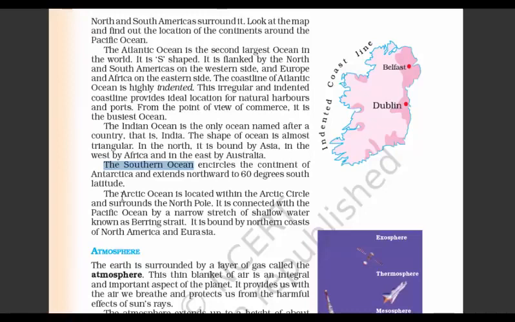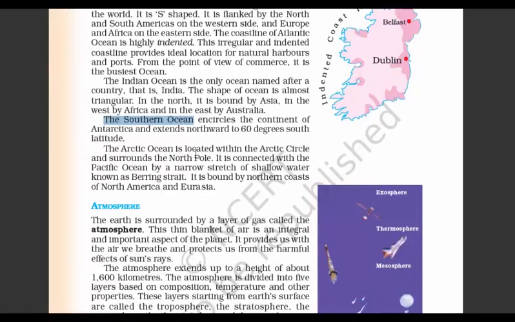The Southern Ocean encircles the continent Antarctica completely. It surrounds that continent. And again, the Arctic Ocean is located within the Arctic Circle and surrounds the North Pole. It is also connected with the Pacific Ocean by a narrow stretch of shallow water. So this is the term Bering Strait.